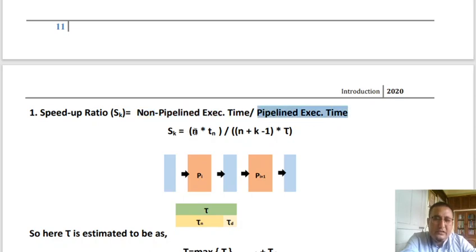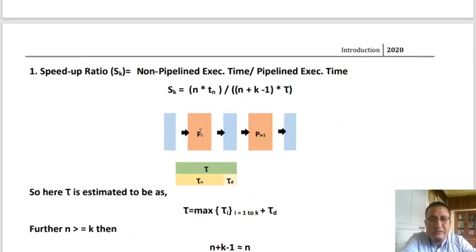As we have already determined, n into Tn is the total amount of time required for executing n instructions in a non-pipelined architecture, where Tn is the time required for executing an instruction. Likewise, in case of a pipelined execution, we have n plus k minus 1 as the number of phase times required. Now let us try to understand what is this tau. Tau is the total amount of time required for executing a particular phase, because in case of pipeline architecture we are executing in a phase interleaved manner.